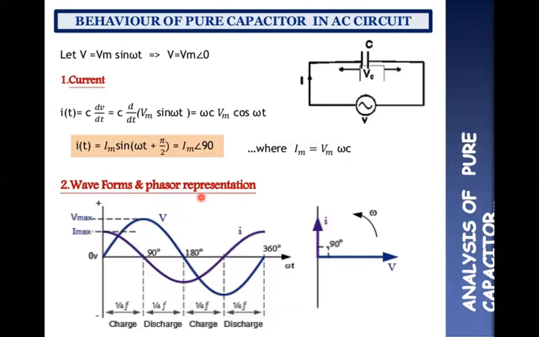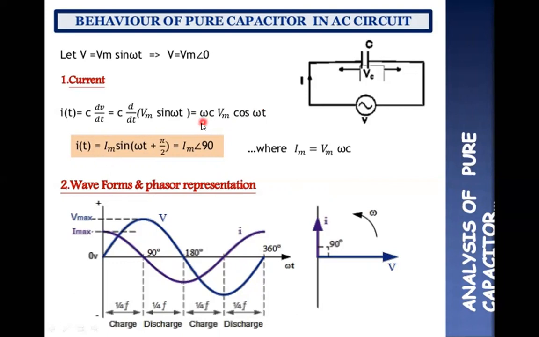Now the last component: we are connecting an AC current to a pure capacitor. The voltage across the two plates of the capacitor is V_C, I is the current in the circuit, and V is equal to V max sin omega t, as usual. The current is C dV by dt, so C into d by dt of V max sin omega t. If you differentiate, sin omega t becomes omega cos omega t, so this comes to omega C V max cos omega t.